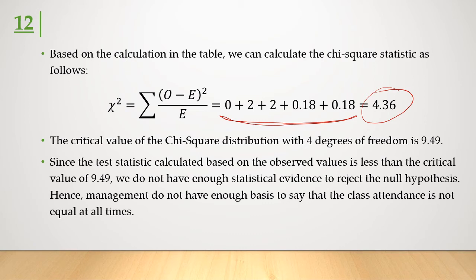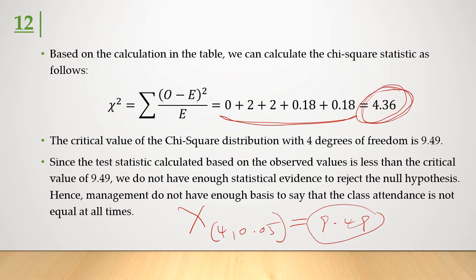Now the critical value of the chi-square distribution with 4 degrees of freedom. We can indicate that as 4, 0.05. That is at the 5% significance level. Then we have 9.49. We are going to compare the 4.36 with this 9.49. What will be the decision rule?